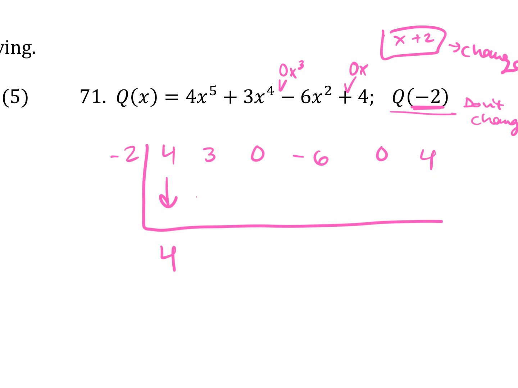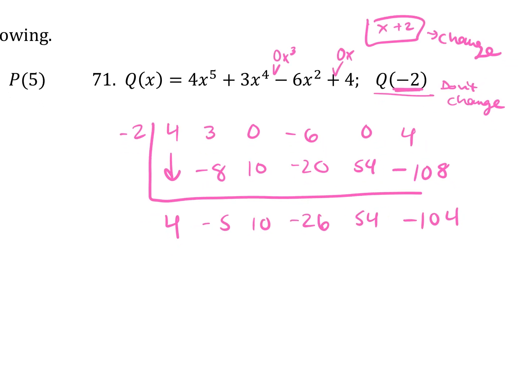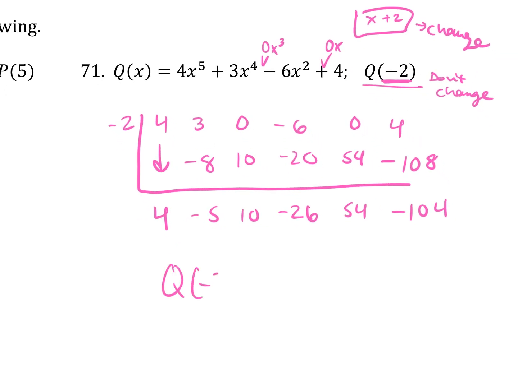We're going to drop down the 4. We get negative 8, negative 5, 10, negative 20, negative 26, 54, negative 108, and then negative 104. So Q of negative 2 would be negative 104.